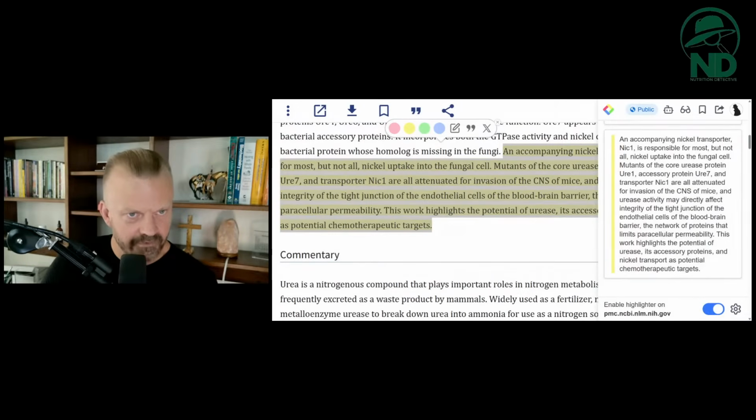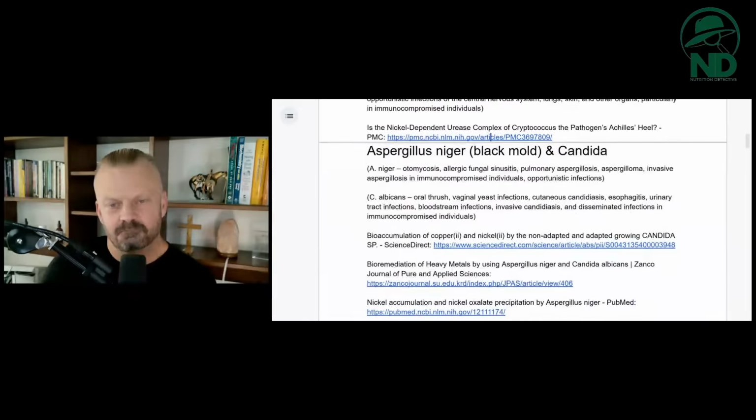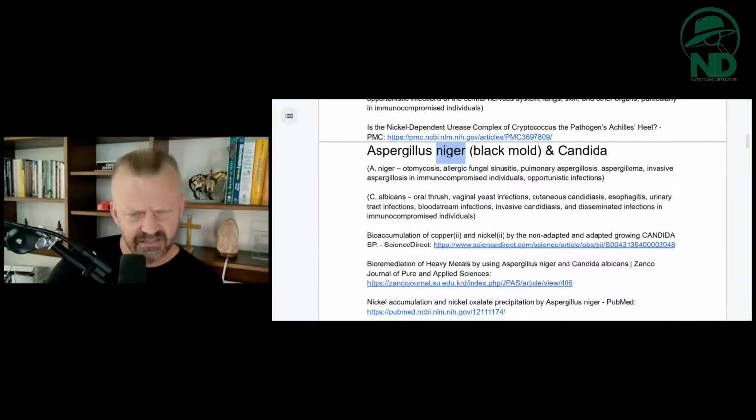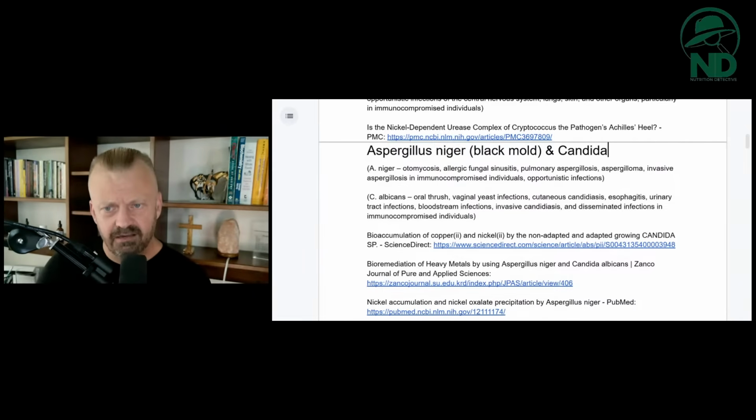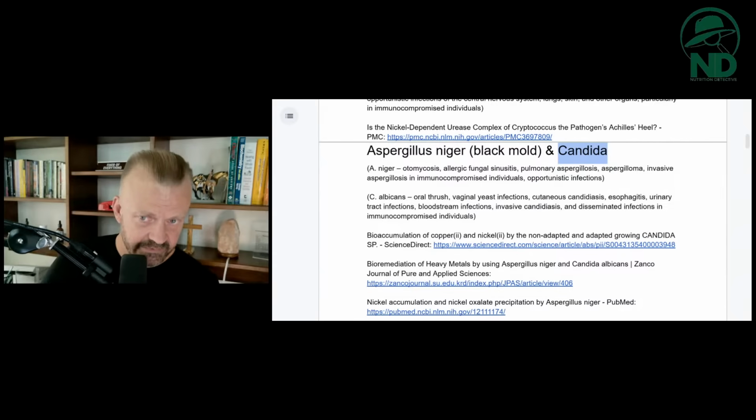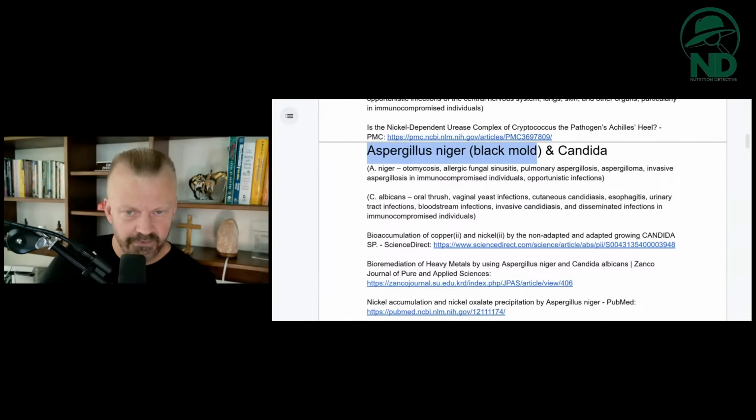black mold. Wow. Aspergillus niger, as in Niger referring to black. And Candida, because a lot of studies, they were looking at them together. So we have a Candida albicans can be a fungus or a yeast. And we have a mold here. So we have mold, fungus, and yeast all wrapped together.